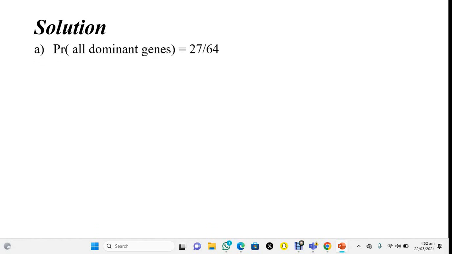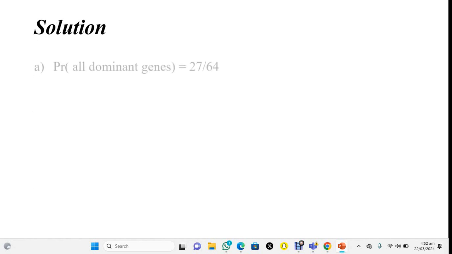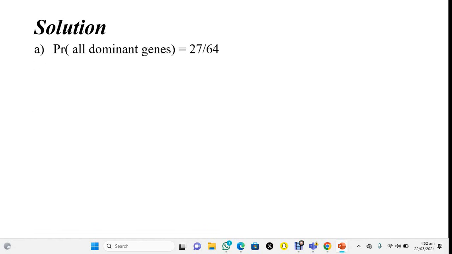Now, let's look at the solutions. To calculate the probability of a progeny having all dominant genes, we're going to use the 27 in the ratio. We said earlier that in this ratio, 27 represents all dominant genes. So if you're having all dominant genes as the progeny, then you're going to have 27 out of the total population, which is 64. So that is why over here you have 27 over 64 as the answer.